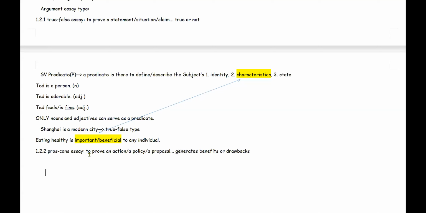So if the prompt changed to "shall we or shall we not follow a healthy diet plan," in that case it will be pros-cons. But if the prompt is "eating healthy is beneficial," it is true-false.